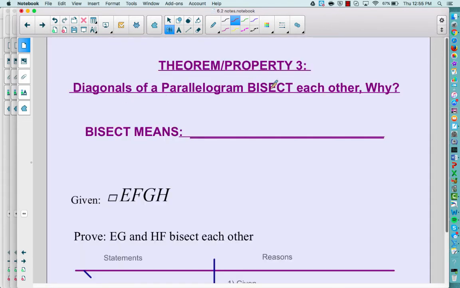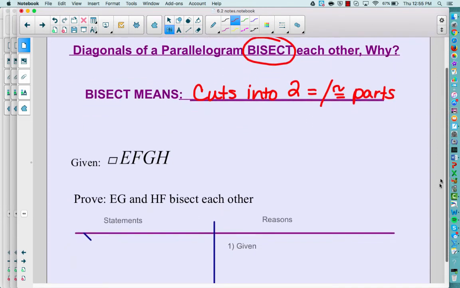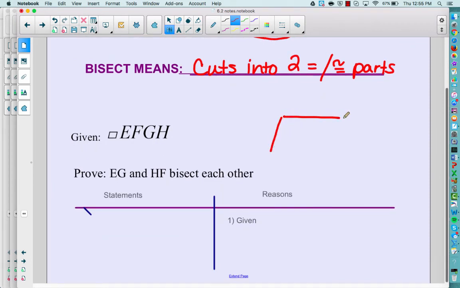All right, theorem property number 3. The diagonals, so the lines that go through a parallelogram, they bisect each other. So bisect means cuts into 2 equal or congruent parts. Okay? All right, so let's draw a parallelogram. E, F, G, and H.